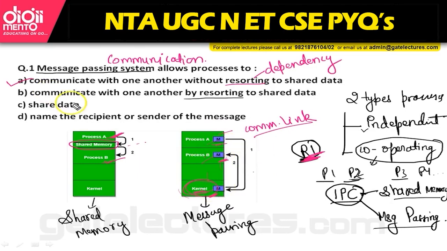So in message passing there is no use of shared data, while in shared memory we use the shared memory for the communication between the two processes. Option C is clearly wrong and D is also clearly wrong, because we are talking about communication here. This is one of the communication methods between the processes which are cooperating.